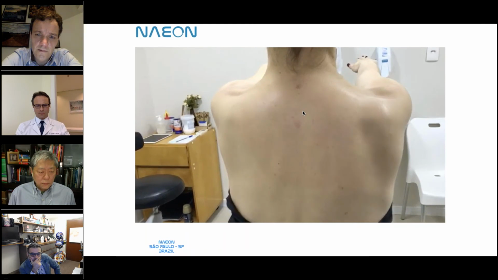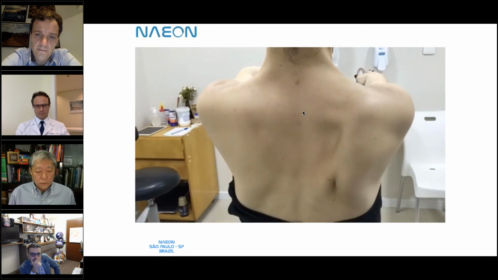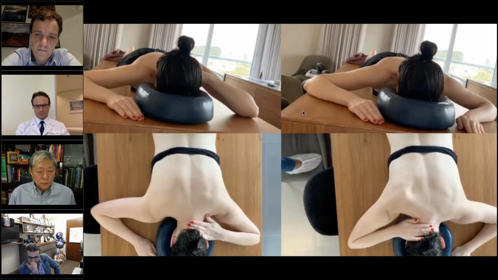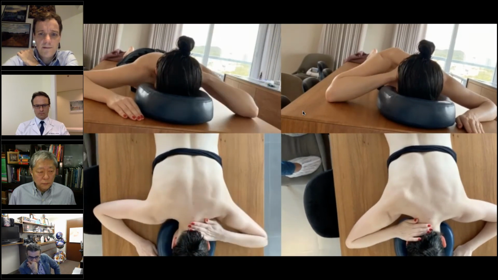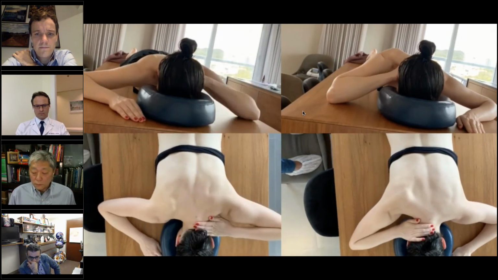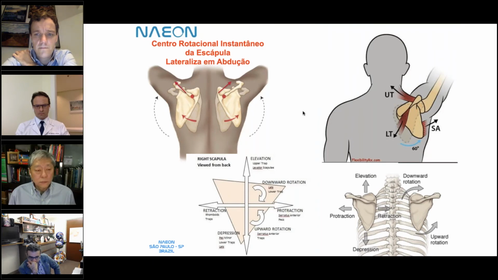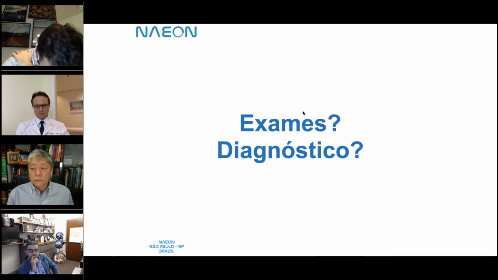You can see all these muscles, but you can't see the trapezium. Here, the patient can't retract the scapula and can't do these movements of the right side. Here, just the movements, and you have to be aware because the instantaneous rotational center of the scapula becomes lateral in elevation. Then what exams and diagnostics are you going to do in this case?